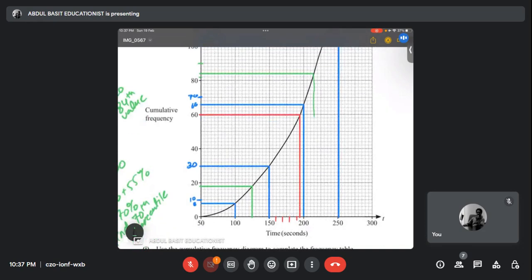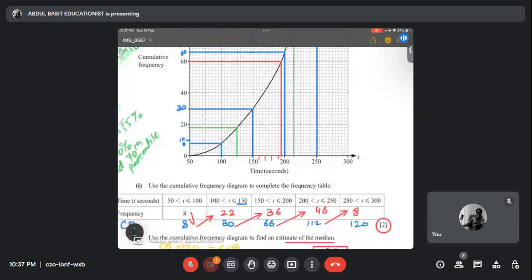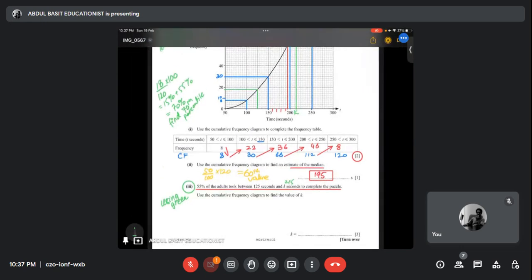So I'm going to check the answer below. So that is what my answer is. So let's see, 200, 210, and 215. So that is the value of k. So that is 215. That is the reason we had 3 marks for that question.